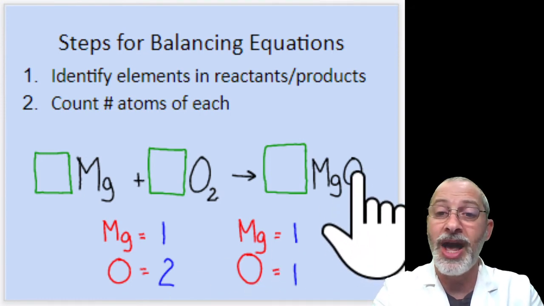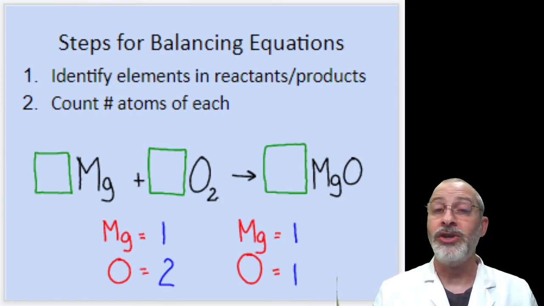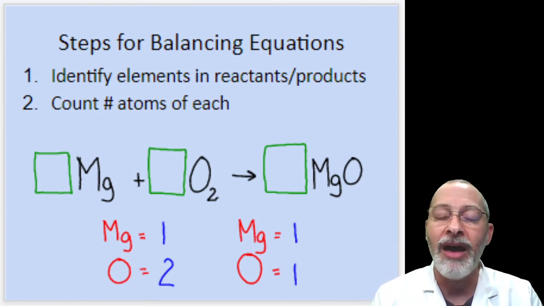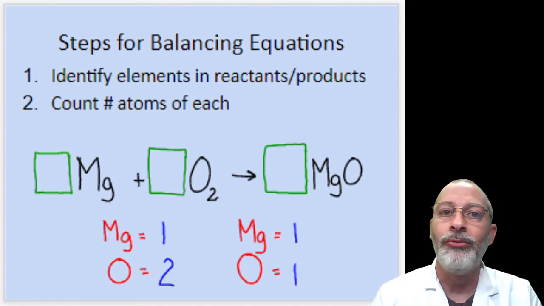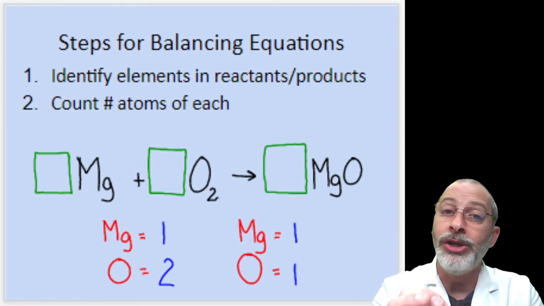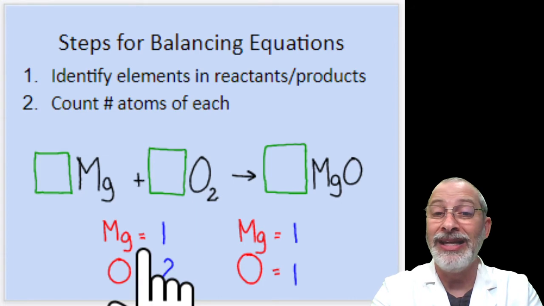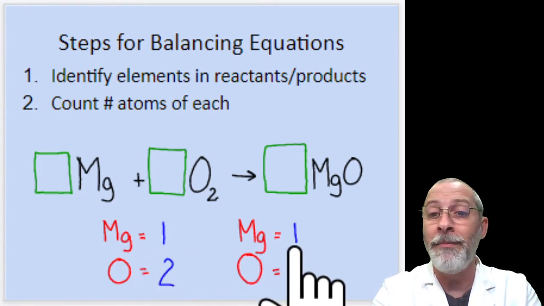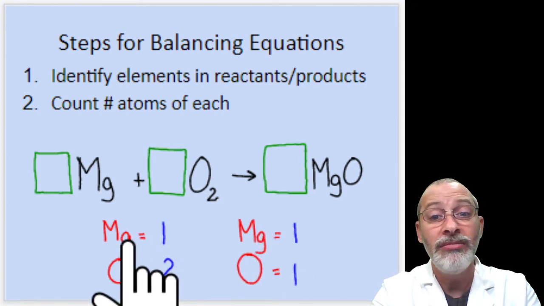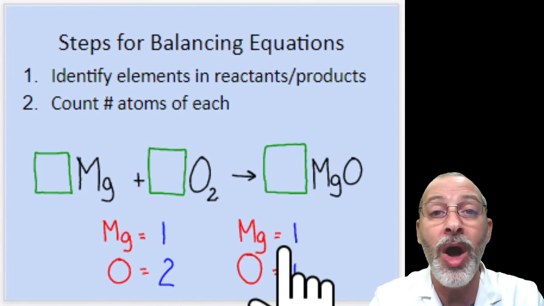On the product side, we've got 1 magnesium, 1 oxygen. So you've done step 2, and you ask yourself the question, have you broken the law in having the equation written this way? What you need to do is compare each element. We have 1 magnesium on the left. We have 1 magnesium on the right. Does that violate the law? The answer is no, because 1 equals 1.